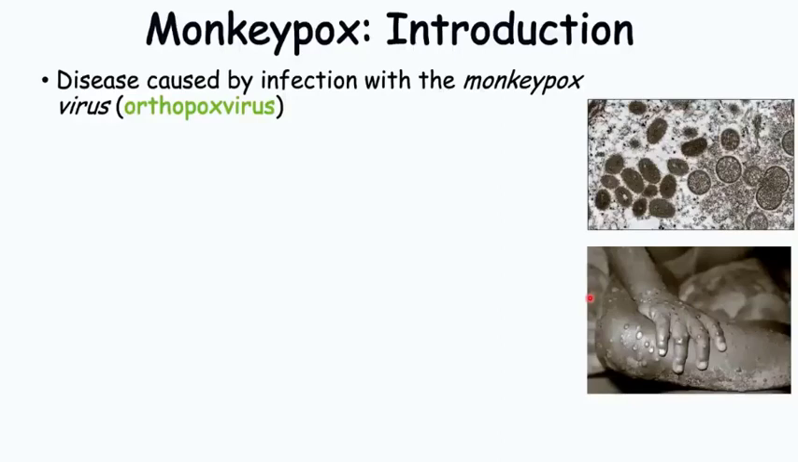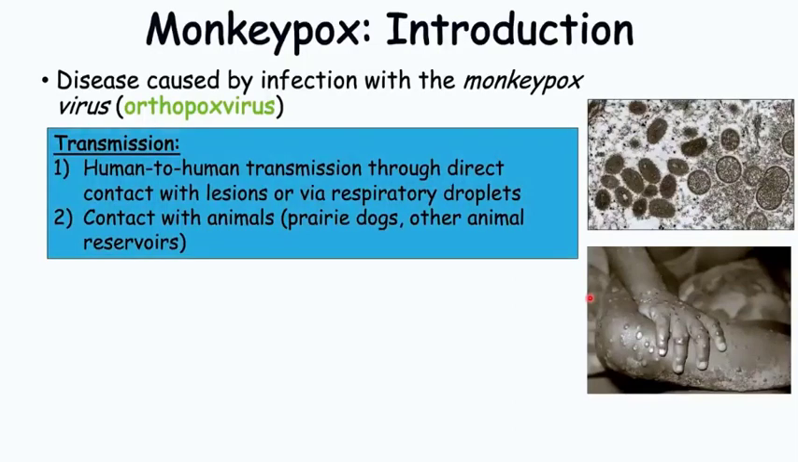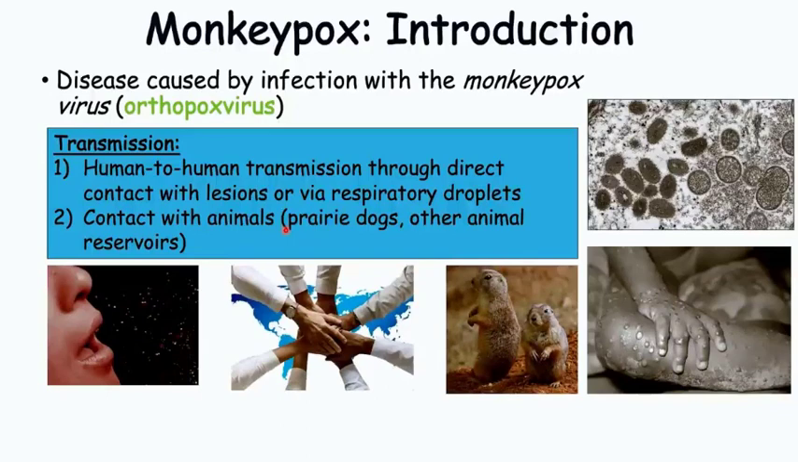But as of early 2022, and especially starting in May of 2022, case numbers of this virus began to increase. So prior to more recent times, most cases of this virus were transmitted via contact with animals. Now, this could be infected animals like prairie dogs or other animal reservoirs like Gambian rats. So the cases in Central and Western Africa until recently mostly came from animals, either through handling of animals or consumption of animal meat. But the recent outbreak in 2022 has involved increased human-to-human transmission of this virus.